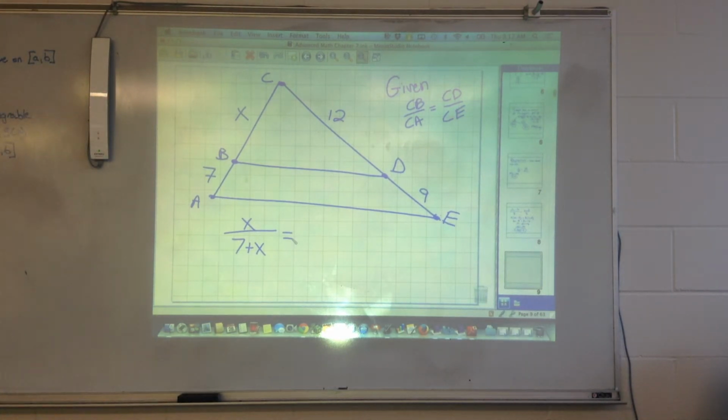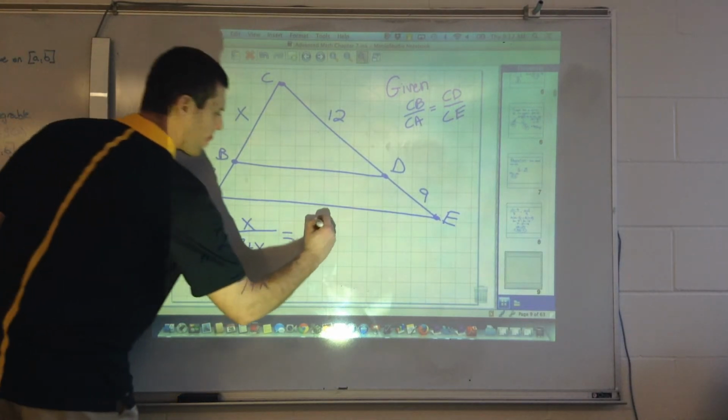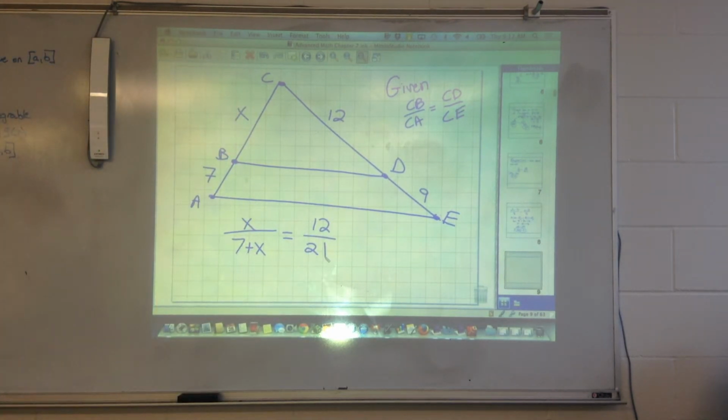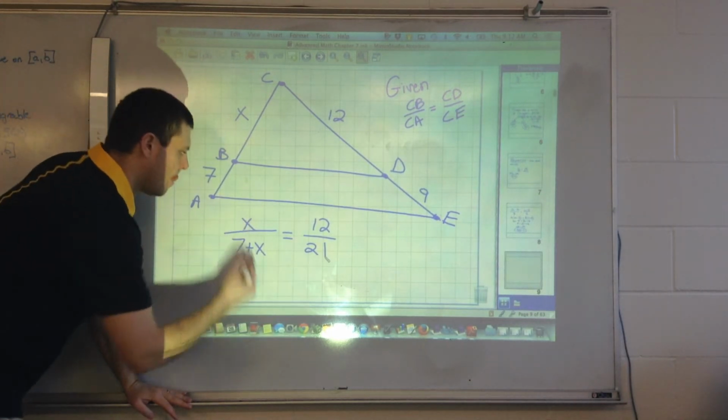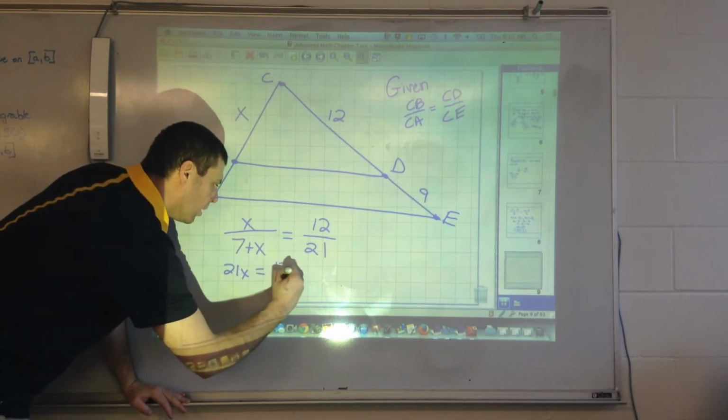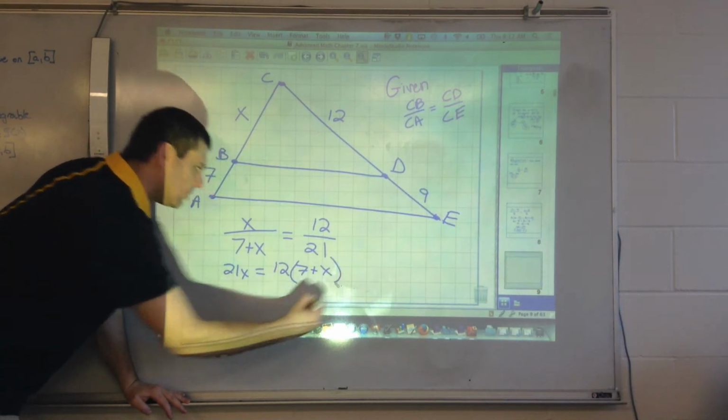Guys, how long is CD? 12. And then how long is CE? 21. Is that a proportion we could solve? You bet. Okay? So go ahead and do it. First step would be to cross multiply. So 21x equals 12 times 7 plus x.